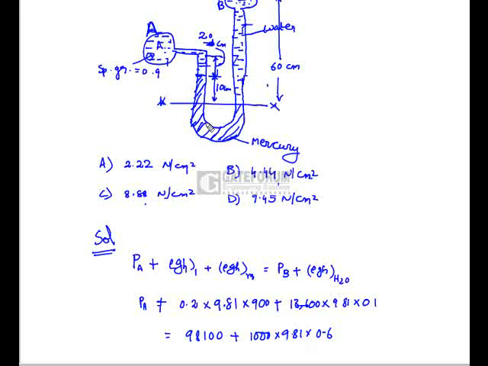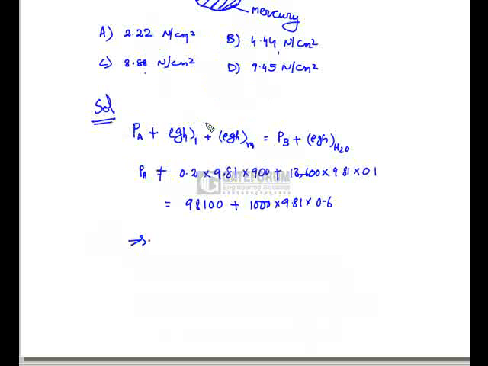So by using this equation we can find out the pressure at A, and it is equal to 88,619 Newton per meter square, and also we can write it as 8.86 Newton per centimeter square. So here the correct option is C, given by 8.8 Newton per centimeter square.